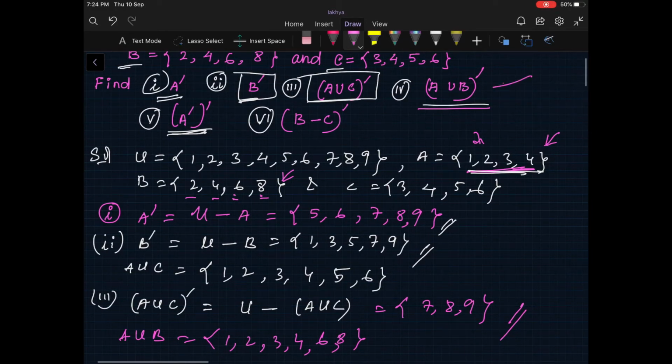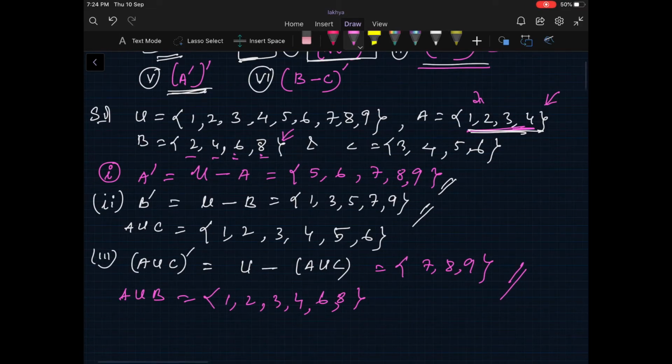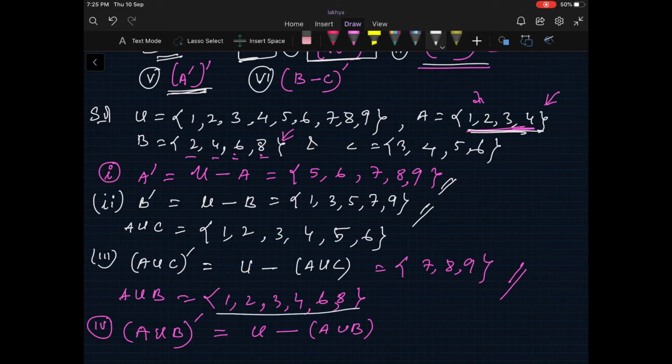So now let's find complement of A union B. Now let us find this. Complement of A union B. So number 4, we need to find complement of A union B. So how to find that? Universal set minus A union B. Now eliminate those elements in set A union B from the universal set. So, this is the universal set.